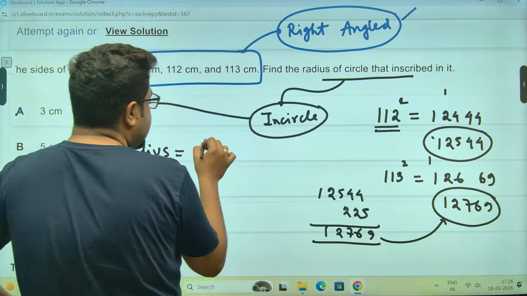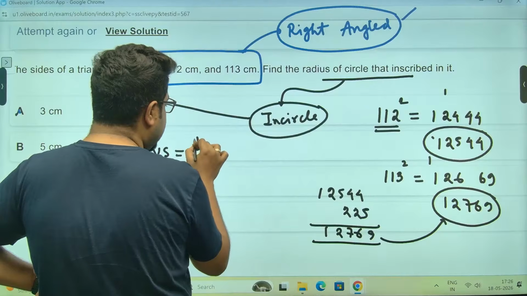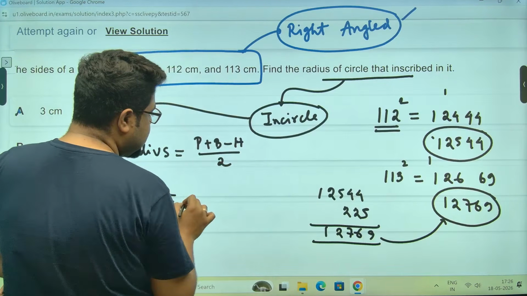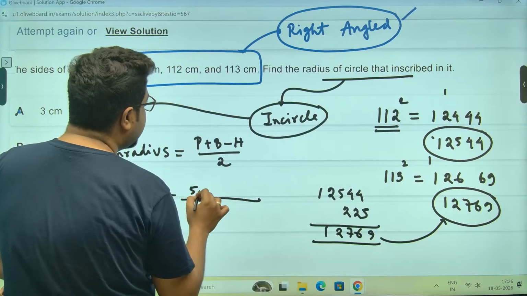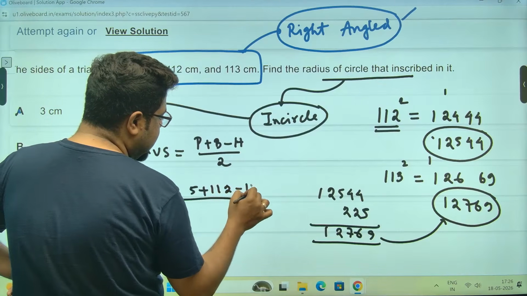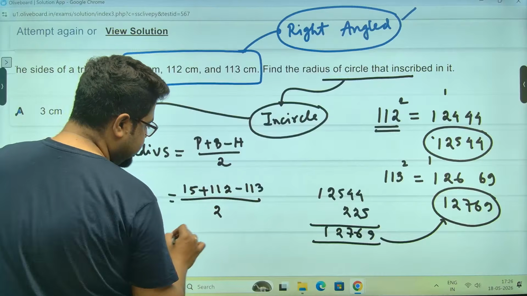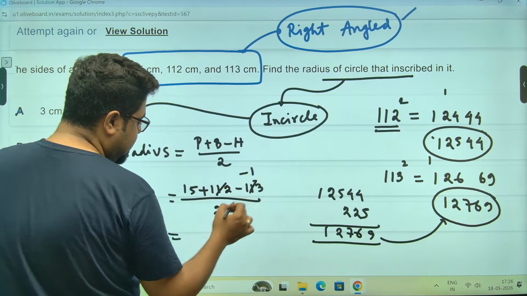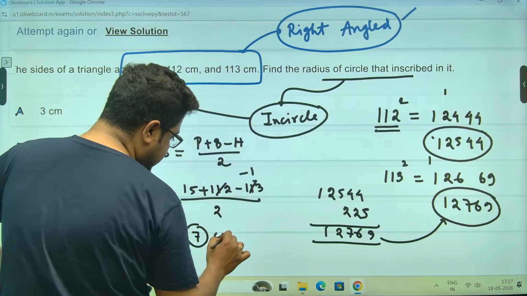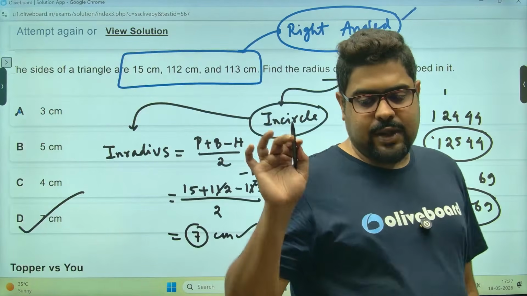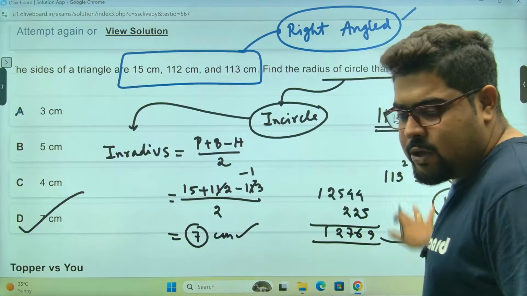it is what? P plus B minus H, by 2. You remember? You calculate 15 plus 112 minus 113, by 2. So this is minus 1, 14 by 2, 7 centimeter will be the answer. Option number D.